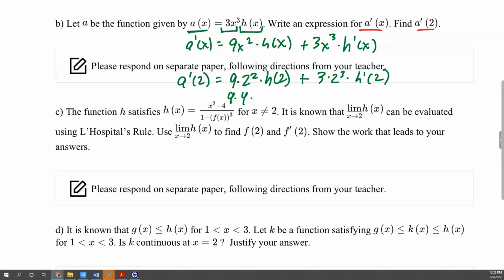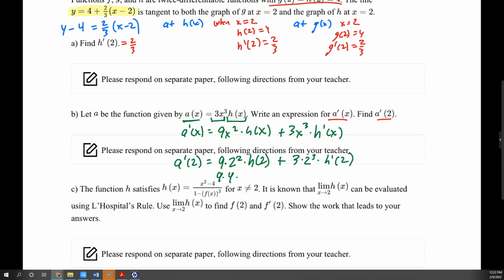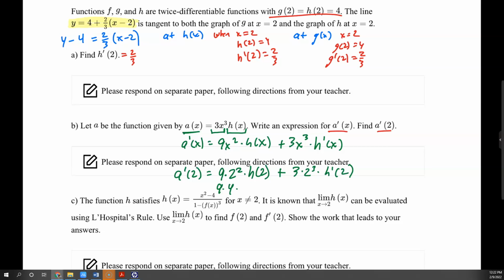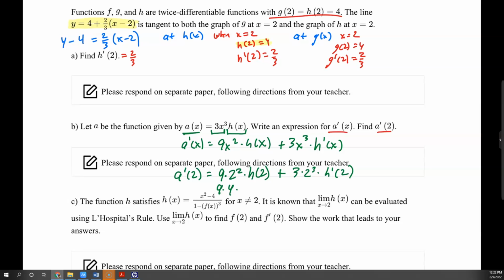Oh, I'm doing calculus right now. Okay. So what was h of 2? If I'm coming back up here, h of 2 is 4.